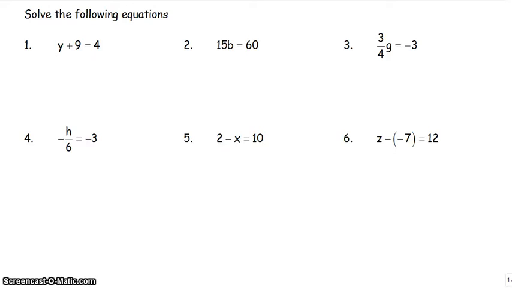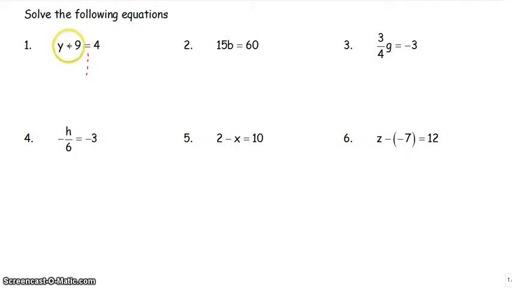These examples are all about solving equations with one step. In number 1, we have y plus 9 equals 4. Keep in mind we have to keep these equations balanced at all times. So whatever I do to one side of the equal sign, I must do to the other.